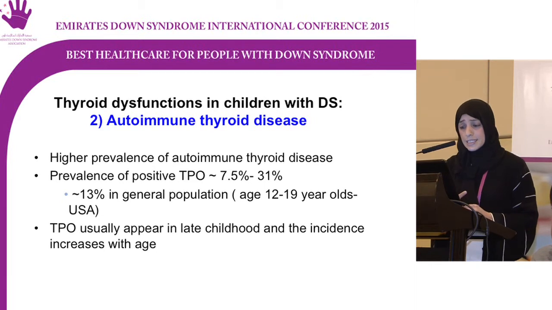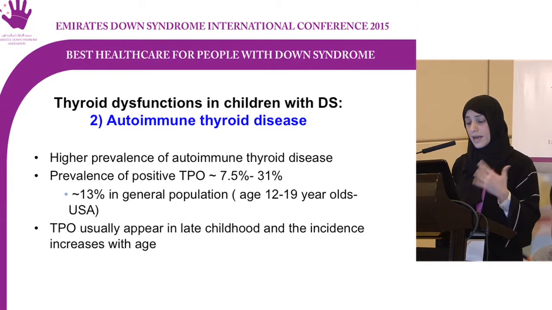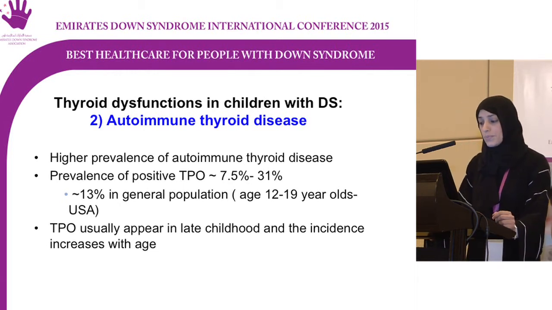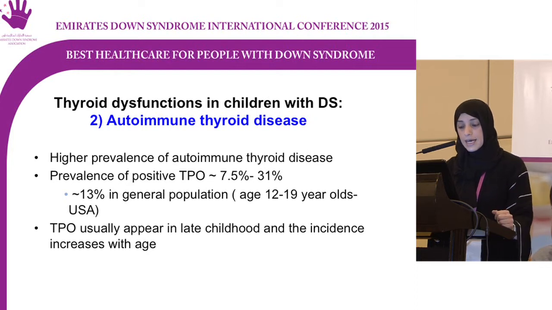The next entity is autoimmune thyroid disease. They have higher prevalence than the general population. In the US general population, for kids between the ages of 12 to 19, it has been estimated at 13%, while up to 30% of Down syndrome kids will have autoimmune thyroid disease. The prevalence of anti-TPO antibody is up to 30%, and I think Dr. Abir gave us the Eastern region experience yesterday, and the figures were around the same.